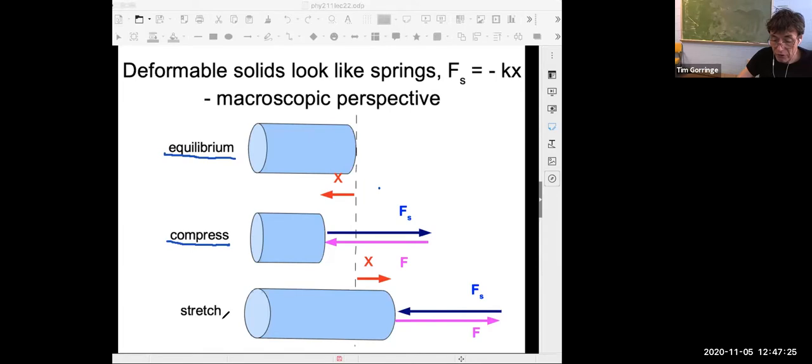If I do the reverse, if I try to stretch the steel rod, I'm going to pull the right-hand end of it towards the right. That's my force in magenta, labeled F. The steel rod pulls back towards the left with a steel rod force. That's this F subscript S in blue. And so that's our model now of how the steel rod behaves when you stretch or compress it.